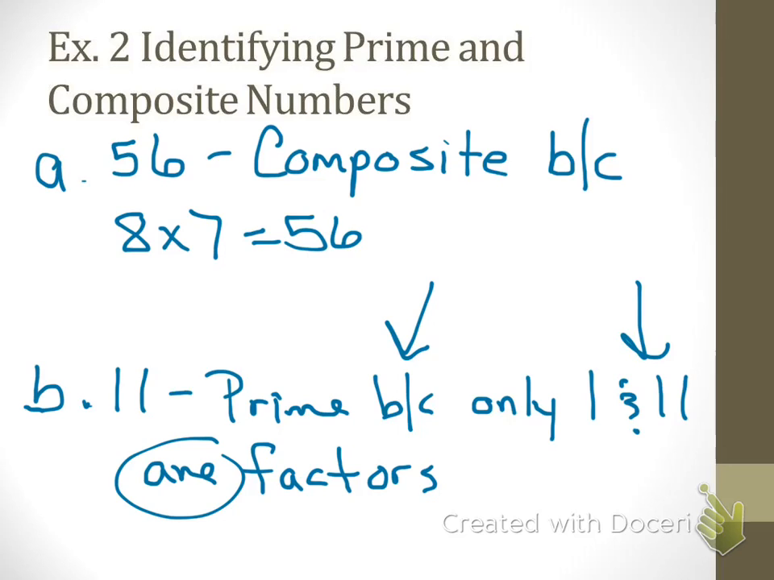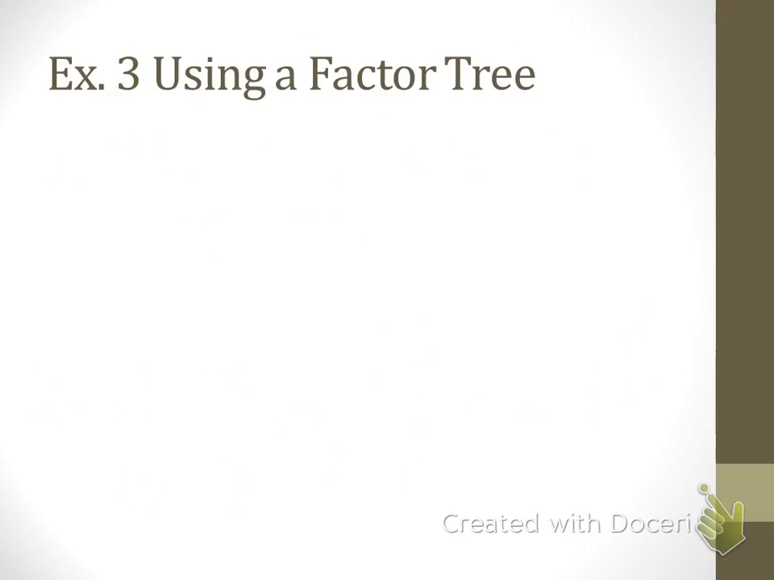Now in example 3, we're using a factor tree to do the prime factorization. So let's start out with the number 54. I need 2 numbers that can be multiplied together to equal 54. What could it be? 9 times 6. Or let's start off with 2 times 27.